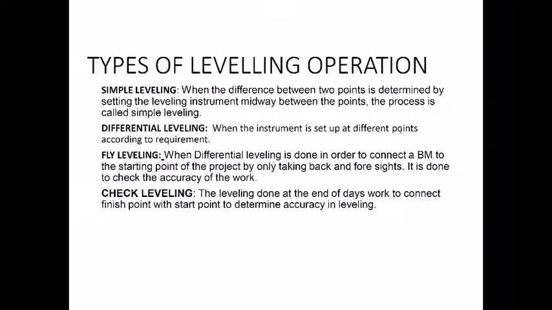If the reduced level of point A comes out to be different, that means you made some error. So check leveling is done when you connect the last point in your work to the first point, so that you can check if the first point gives you back the same reduced level that it should. So it gives you an indication that the work you did is actually correct. This method is not just for a closed traverse, you can also do it for an open traverse or any survey.